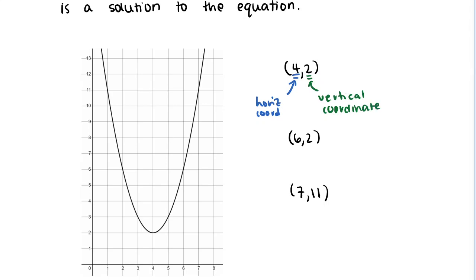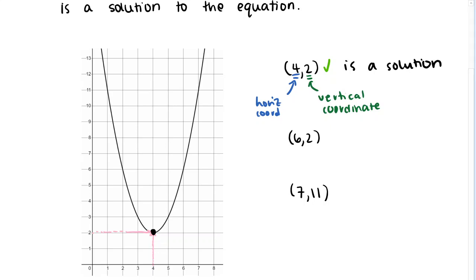And so here, if I look at the horizontal coordinate of 4 and the vertical coordinate of 2, they meet up at this point here. And this point is on the curve. So it is on the graph. This means that it would make the equation true. Right? It is a solution to the equation. So yes, this is a solution. And in particular, it's a solution to the equation of the graph.